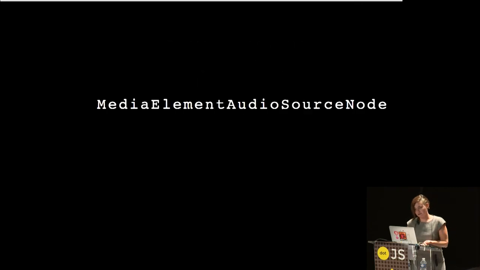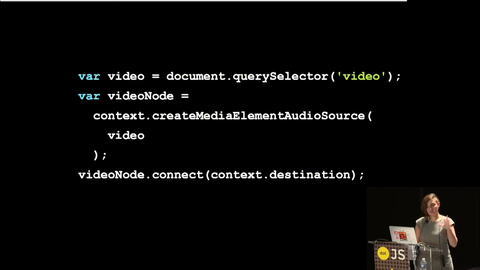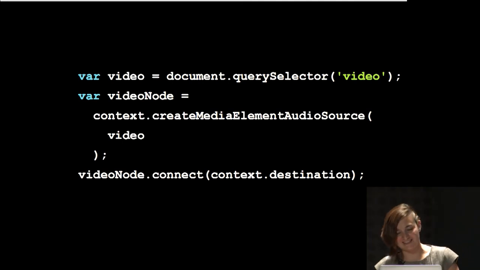And then the media element source node, which is for longer sounds, will let you take the output of audio or video and stream it into the audio graph. And then you can do whatever you want with that. So it's pretty easy. You get the selector, and then you create the media element source node with that reference, and connect it, as usual.